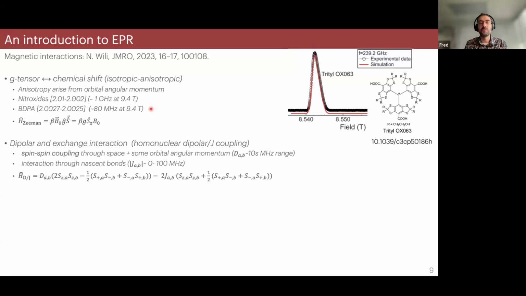Now you also have dipolar and exchange interactions, which are the interactions between electron spins. That would be the equivalent of the homonuclear dipolar and J coupling. It's through space for dipolar coupling, but there can be some effect of the orbital angular momentum. Typically for biradicals, it's of the order of tens of megahertz. And you have also the exchange interaction, which is basically the overlap, or the beginning of the overlap, between two orbitals. Typically for biradicals, this is between 0 and 100 megahertz in absolute value.